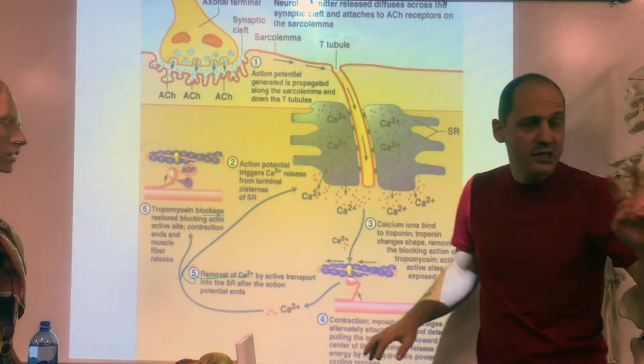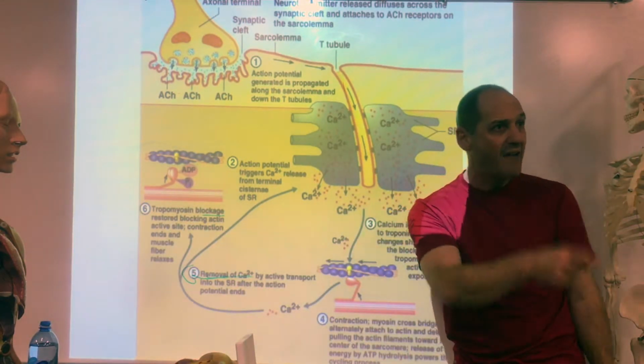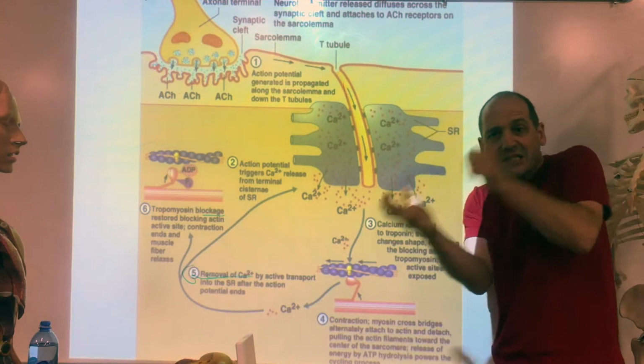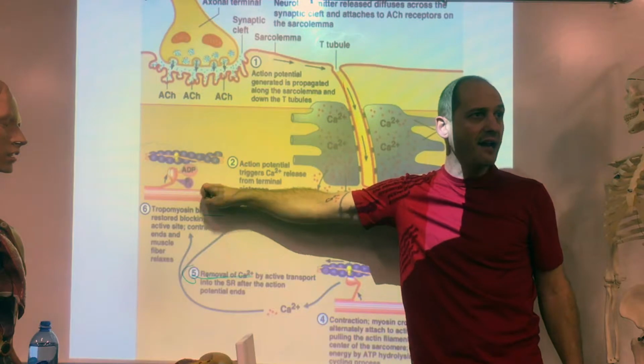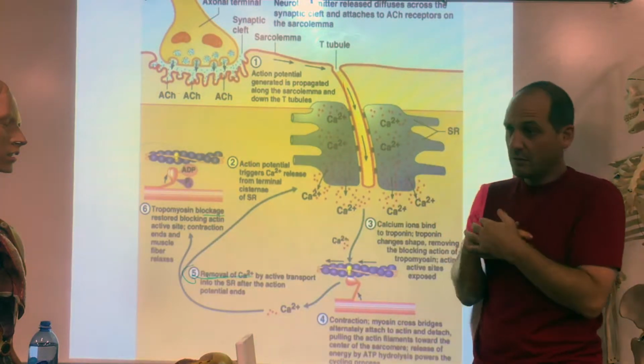Right, you have these two keys. The calcium is the key to have that active site exposed so the magnet thing can happen. And the ATP is the key that actually moves the head and the contraction actually happens.